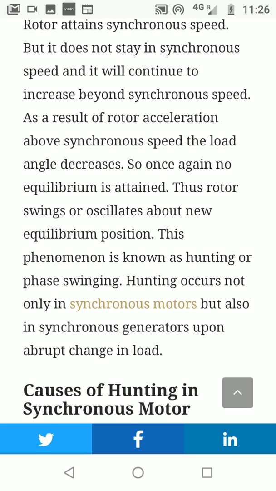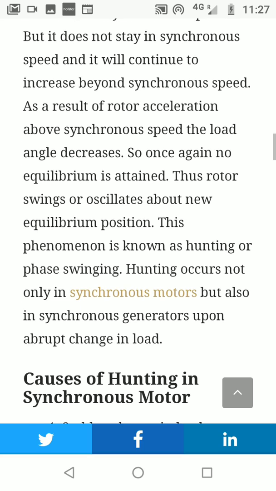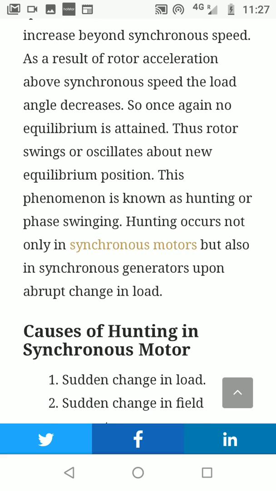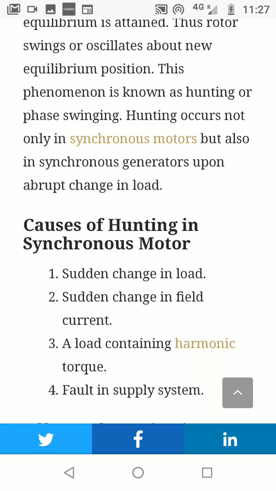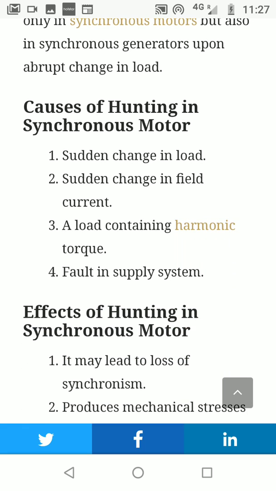As a result of this rotor acceleration above the synchronous speed, the load angle decreases. So once again, no equilibrium is attained. Thus the rotor swings or oscillates about its new equilibrium position. This phenomenon is known as hunting or phase swinging. Hunting occurs not only in synchronous motors but also in synchronous generators. It depends upon what type of load there is. If an abrupt change in load is there, it can happen in a synchronous generator also.